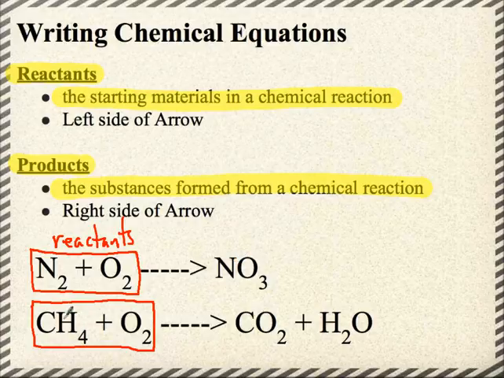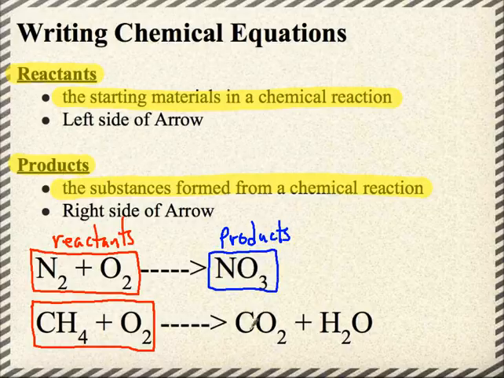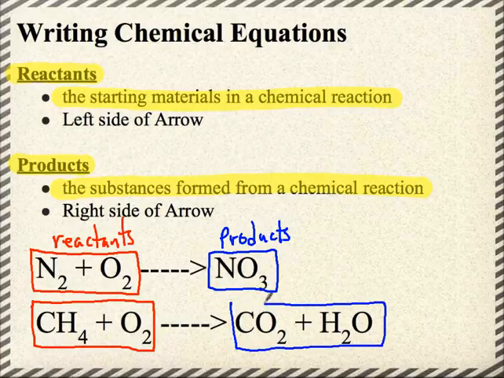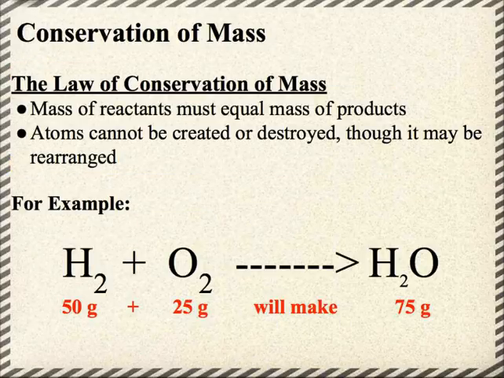All right, same with this one. This is methane, CH4. The molecule CH4 combines with oxygen to make, and that's what this arrow means, carbon dioxide and water. And everything on the right side, these are our products. So pretty simple in that sense. So that's a really quick tutorial on how to write chemical equations. Now what we need to talk about next is what's called conservation of mass.